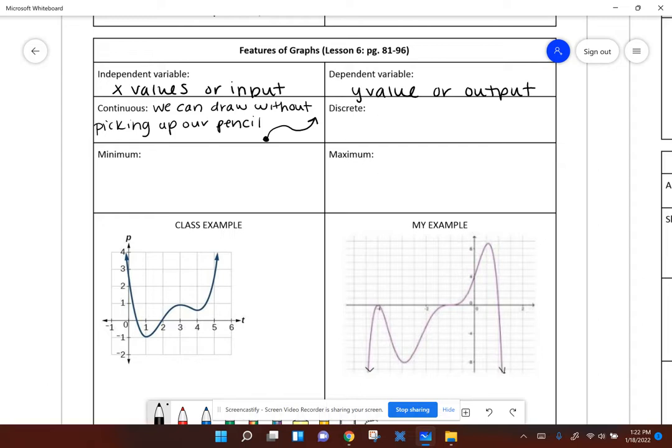The opposite of that is discrete. This is when we have unconnected points that just form a bunch of dots on our graph.